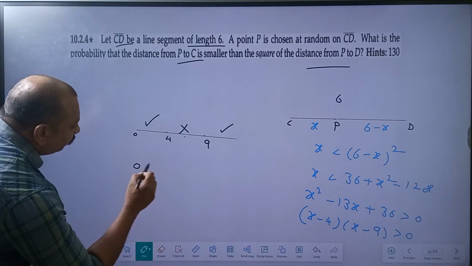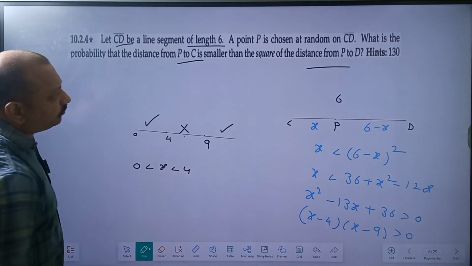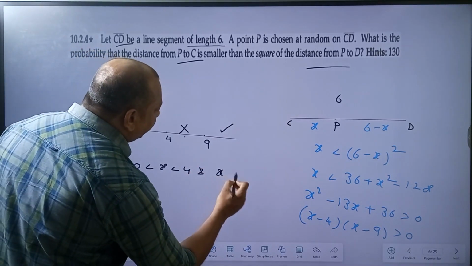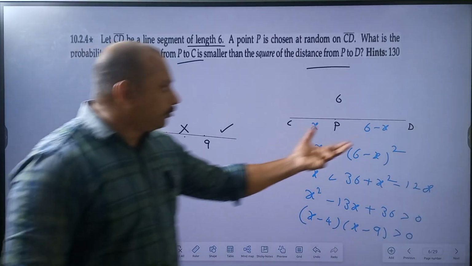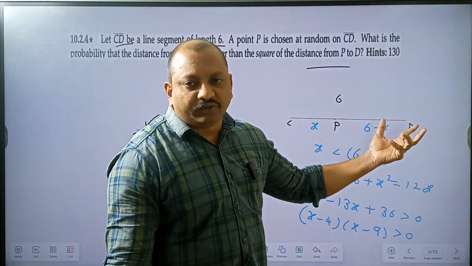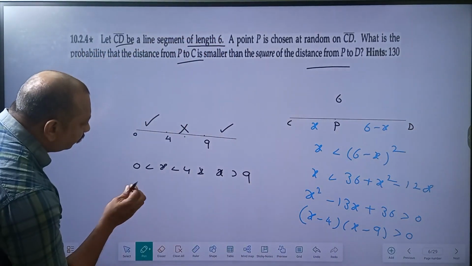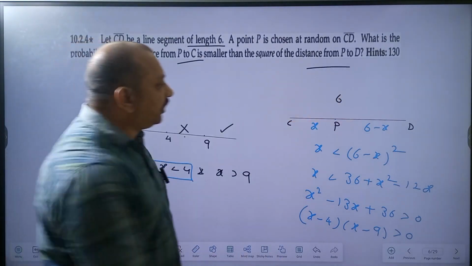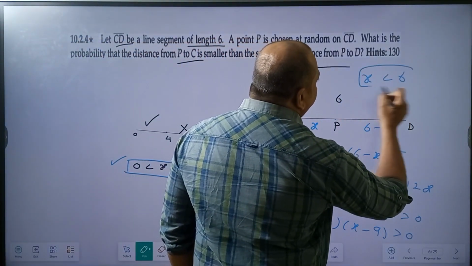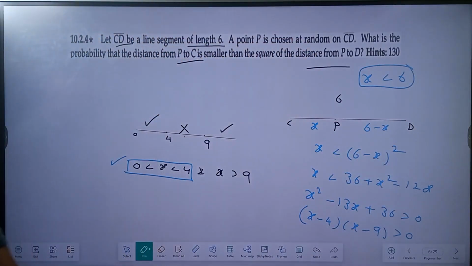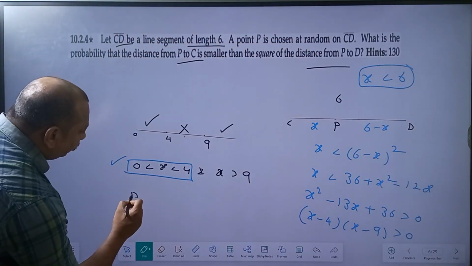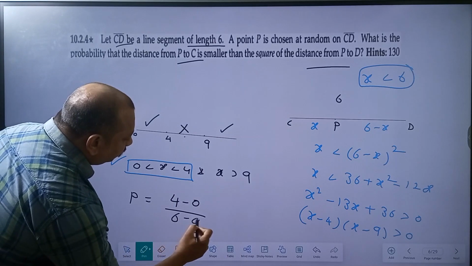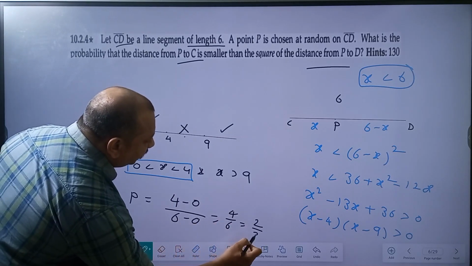So X value is 0 less than X less than 4, and X greater than 9. But the total length is 6 units, so you need to consider only 0 to 4, because X can be less than or equal to 6 only. The maximum length is 6 units. So the required successful region is 4 minus 0 by 6 minus 0, 4 by 6, which is equal to 2 by 3.